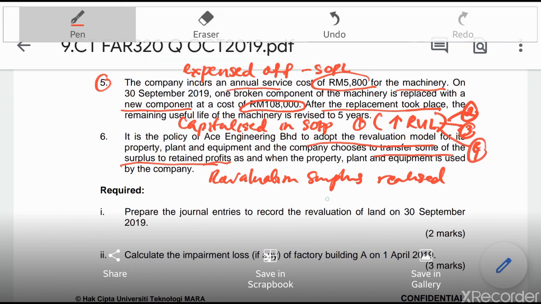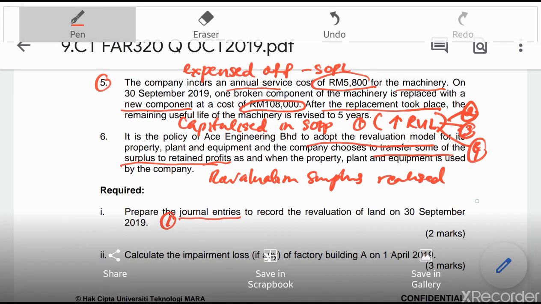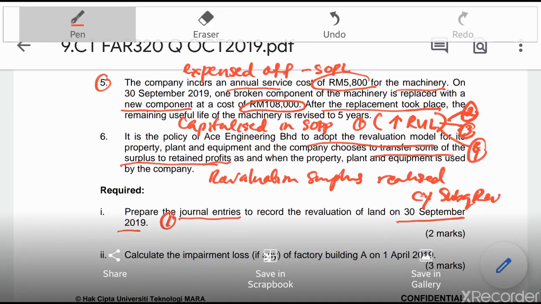So let's look at the requirement. Number 1, you are asked to prepare the journal entry to record revaluation of land. Remember, the item that was related to land is item number 1, so this is for information number 1. Prepare the journal. Which year? In the year ending 30th September, which is the current year. So this is to prepare on your subsequent revaluation. You have to be extra careful with that and follow the requirement of the MFRS.